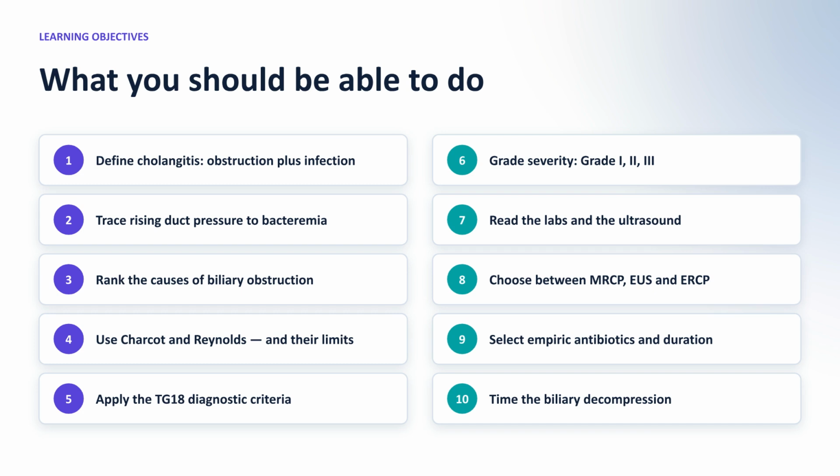Here is what you should be able to do by the end. Define acute cholangitis and separate it from its neighbors. Explain how obstruction turns into bacteremia. Name the causes of biliary obstruction and their relative weight. Recognize the Charcot Triad and the Reynolds Pentad, and know their limits. Apply the Tokyo guideline diagnostic criteria and the severity grades. Read the laboratories and the ultrasound in a septic, jaundiced patient. Choose between the 3 tests that get argued about. Start the right antibiotic and know how long to give it. And decide who needs urgent decompression tonight. That last objective is the whole point of this video. Everything before it exists to support it.